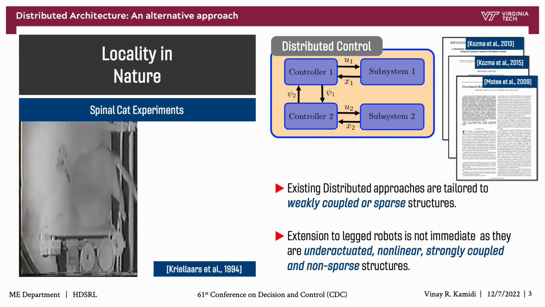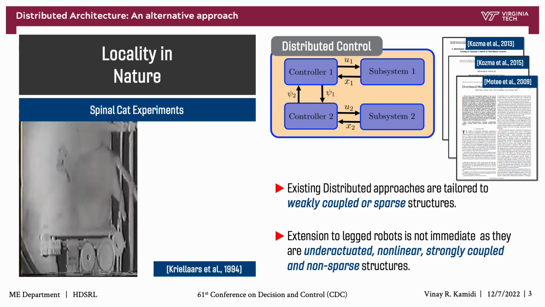In the control society, one form of locality is abstracted as distributed control and has long been a topic of interest in the context of large-scale systems, control of swarm robots, etc. Distributed QP-based approaches have also been developed, but in the context of large-scale systems wherein the problems are sparse in nature. They have also been in use in the swarm robotics community, but the existing methods translate at best to weakly coupled systems. On the contrary, legged robots are underactuated and nonlinear in nature.